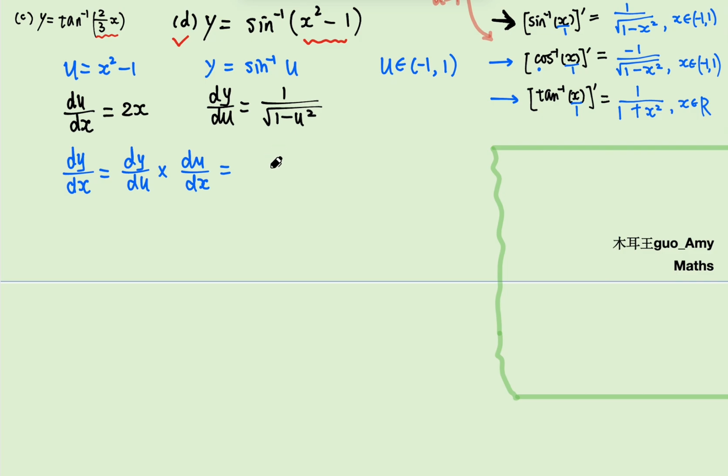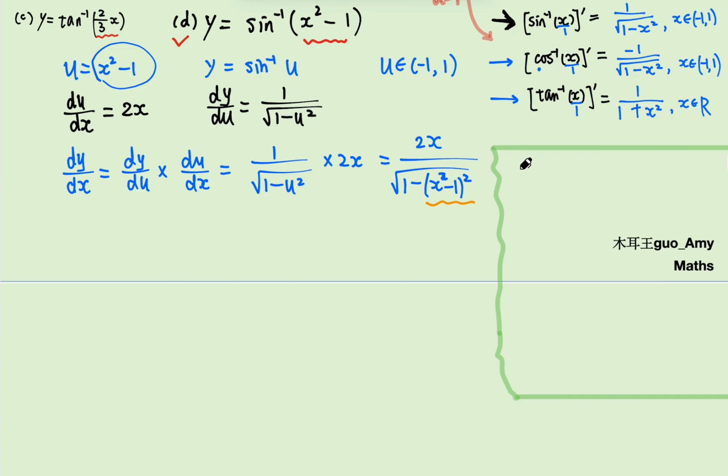Substituting the above derivatives in, we will have 1 over root 1 minus u squared times 2x. It can be written as 2x over the root of 1 minus u, where u will be replaced by x squared minus 1. For the brackets here, we can use the perfect square of difference formula to expand. (a minus b) all squared is equal to a squared minus 2ab plus b squared. Therefore, the denominator is 1 minus (x to the power 4 minus 2x squared plus 1).